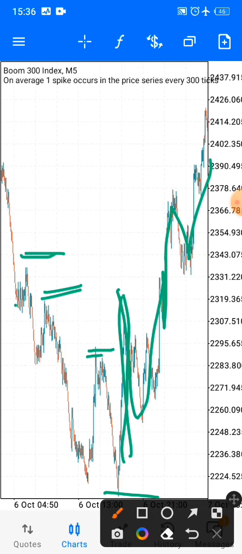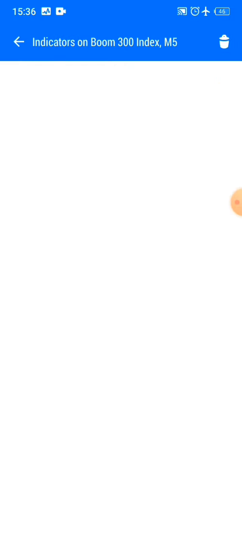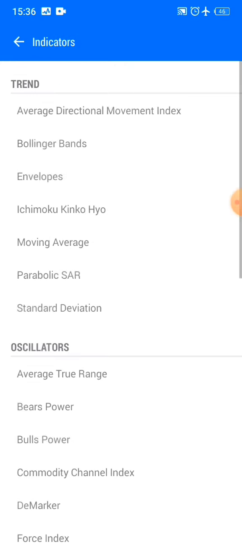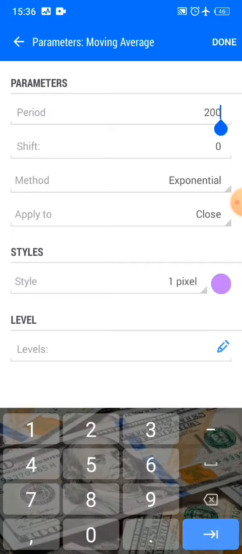That's it. So this is the simple method that I was talking about. Then for the second method, we are going to be adding 2 moving averages. I'm just going to be using 2 moving averages for this one. So the first moving average, the period is going to be 50.